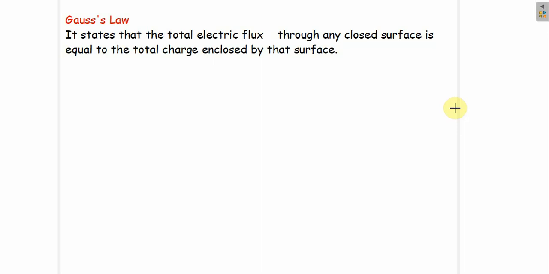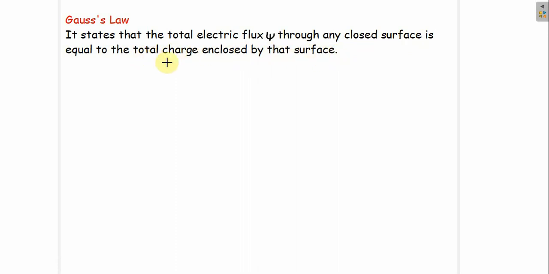Hello dear students, today we shall discuss Gauss law. This is a very important law in electromagnetic field. So what is Gauss law? It states that the total electric flux, let the flux be psi, through any closed surface is equal to the total charge enclosed by that surface.